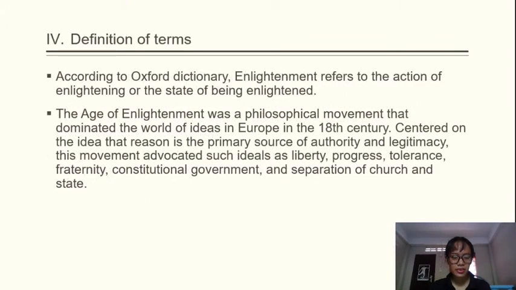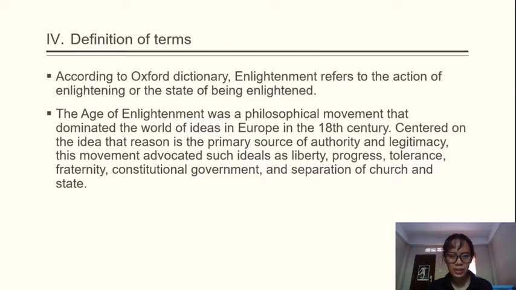And here is the definition of the term. According to the Oxford Dictionary, enlightenment refers to the action of enlightening or the state of becoming enlightened. Enlightened means bright, so it means the state of becoming bright, becoming bright through knowledge, through new concepts and ideas that have been rising.